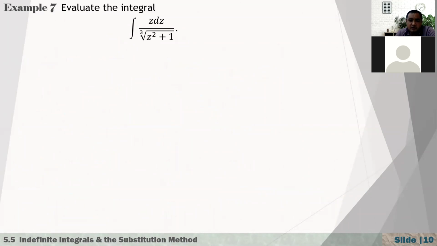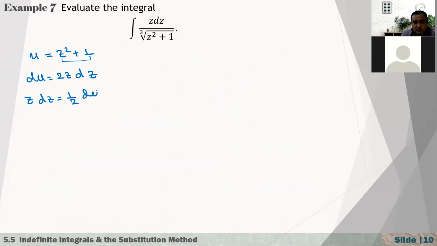How about this? Evaluate the integral of z dz over the cube root of z squared plus 1. Again, if you look here, under the root we have z squared plus 1. Let me introduce this variable, u is equal to z squared plus 1. Then what is the differential of u? Differentiating this function, that is 2z dz. That means that instead of z dz, I can write 1 over 2 du.